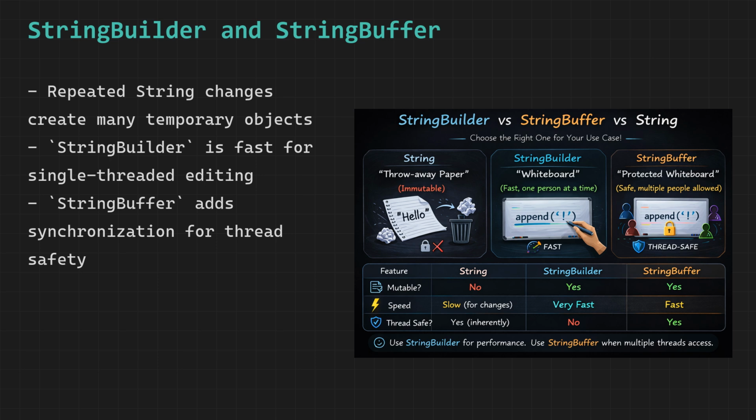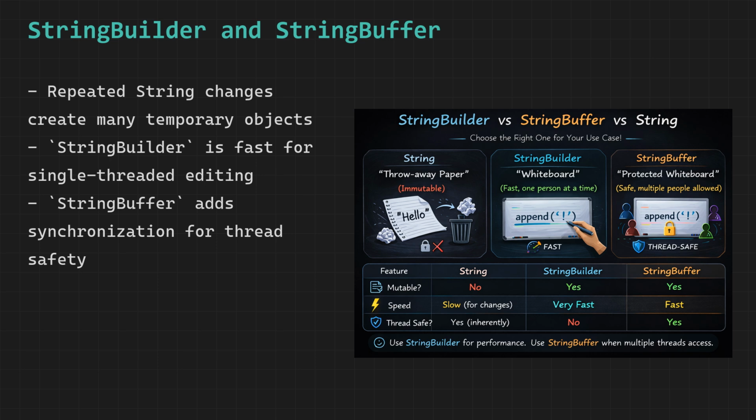Now the question is, when do you use string builder and when do you use string buffer? The answer comes down to one concept, which is thread safety. String builder is the default choice for most situations. It is fast because it has no extra protection mechanisms. When you are working in a simple program where only one part of the code is touching your string at a time, string builder is exactly what you need.